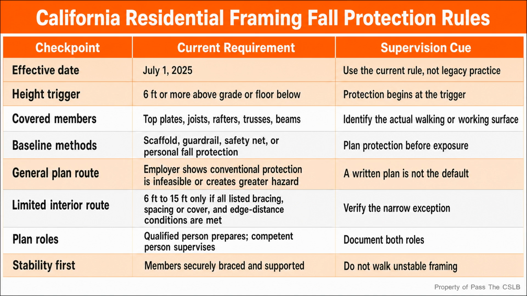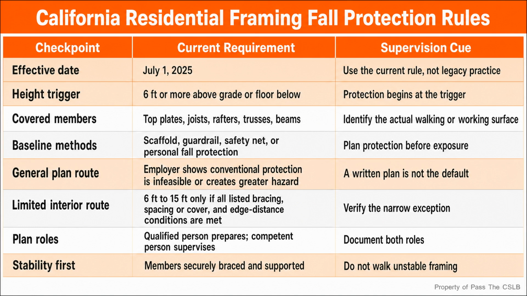There is another framing detail in the safety rule that deserves plain language. Employees should not walk or work on top plates, joists, rafters, trusses, beams, or similar members until those members are securely braced and supported. Fall arrest equipment does not turn unstable framing into a safe anchorage or a safe walking surface. Structural stability and fall protection have to be planned together.